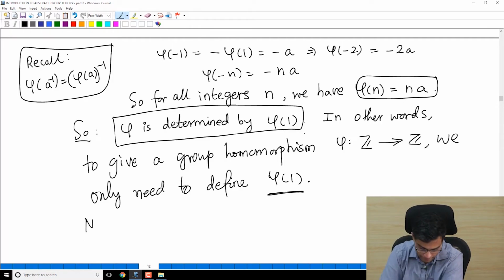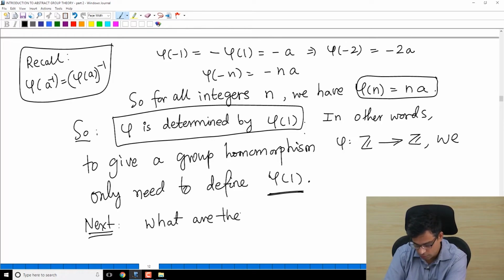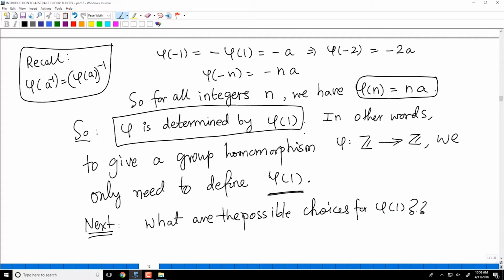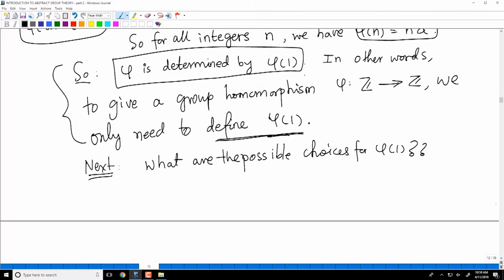Now the next question is, what are the possible choices for phi of 1? So the first point is this: to give a homomorphism from Z to Z, we only need to define phi of 1. We don't need to sit down and say what is phi of 1, what is phi of 2, what is phi of 3, what is phi of minus 1. We don't need to do that. We only need to say what is phi of 1. Others will follow automatically from the definition of a group homomorphism. So now all we need to do is define phi of 1. But what can be phi of 1? Can phi of 1 be any integer?